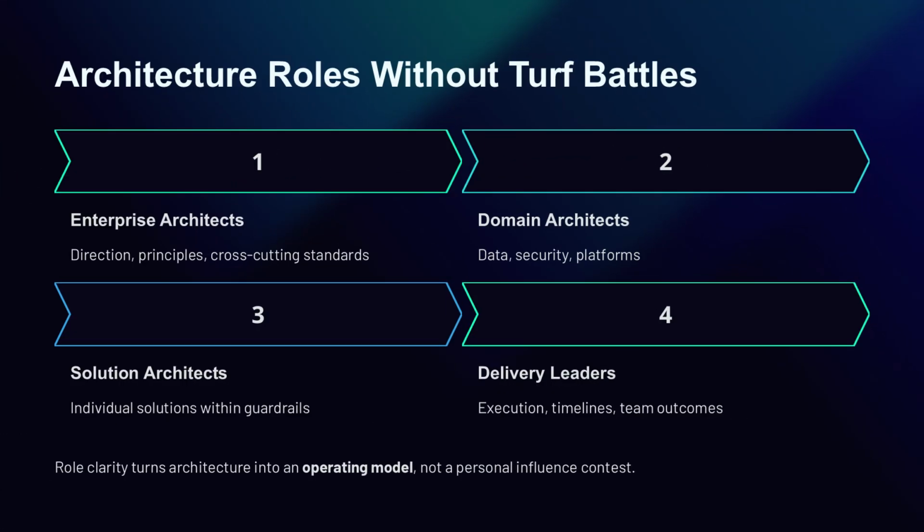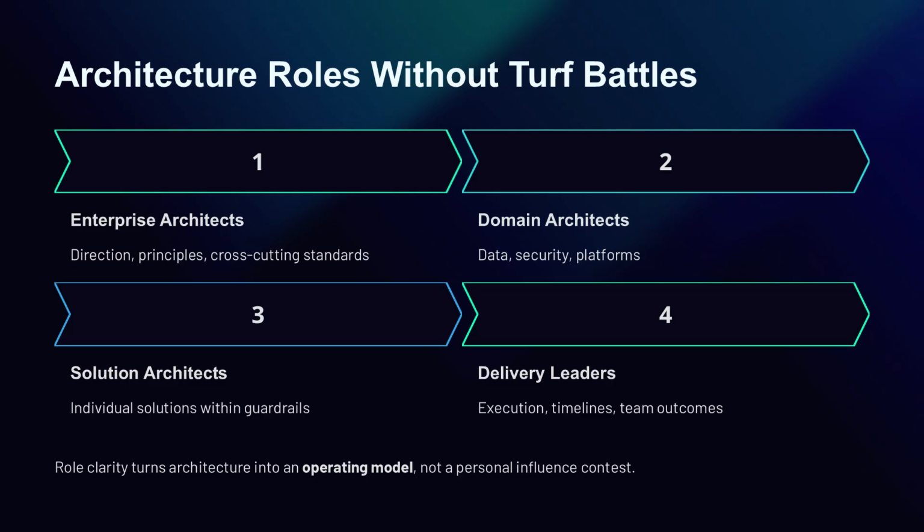With capability in mind, your next leadership task is role clarity, because ambiguity creates conflict. You clarify what enterprise architects own, what domain architects own, what solution architects own, and what delivery leaders own. Enterprise architects typically own enterprise direction, principles, and cross-cutting standards. Domain architects focus on specific areas such as data, security, or platforms. Solution architects focus on individual solutions within the guardrails. Delivery leaders own execution, timelines, and team outcomes.